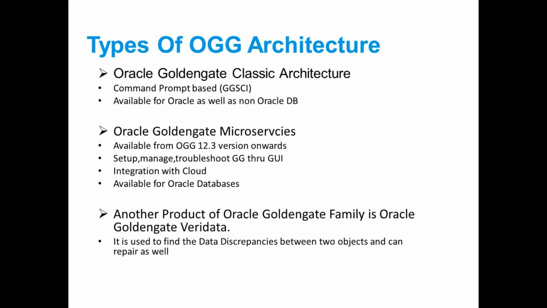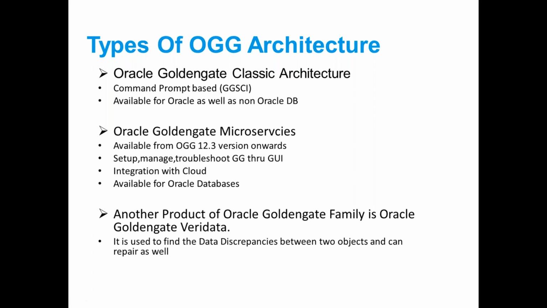Now in 2017, Oracle launched a new architecture of Golden Gate, called microservices architecture. Many of you must have heard the term microservices with different technologies, right? In microservices, things run as a service. It allows you to set up, manage, and troubleshoot Golden Gate through a GUI. Oracle Golden Gate microservices is available from Oracle Golden Gate 12.3 version onwards.